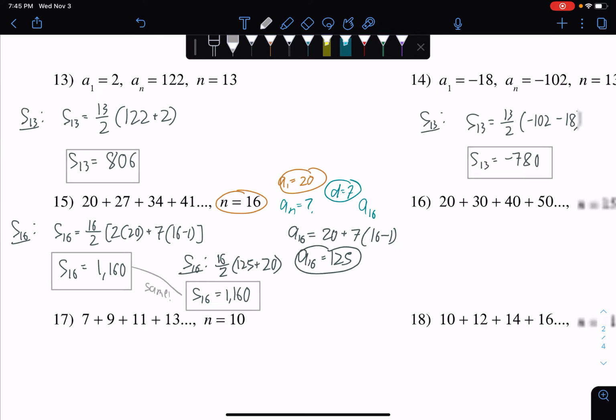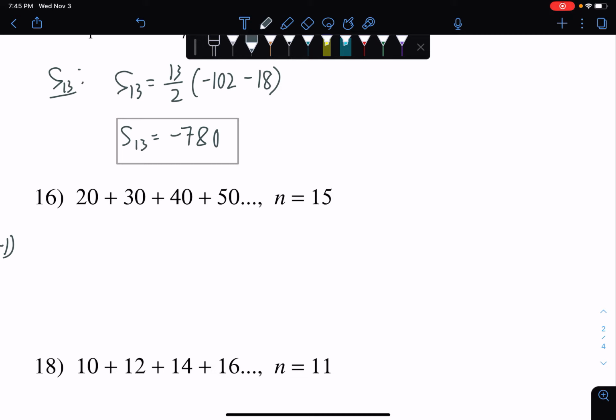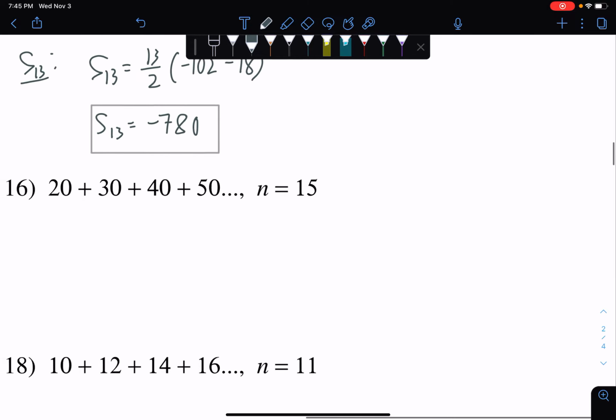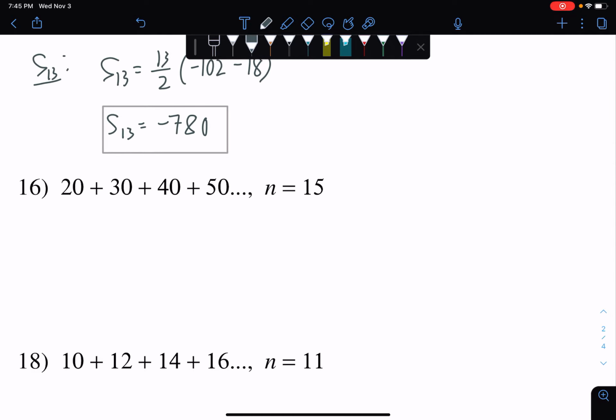Let's move on to number 16. I just showed you 2 solutions, but it's up to you how you'll be solving it. But I prefer you choose the shortcut. I prefer that you choose what's easier for you, what you find more efficient when you're taking an exam.